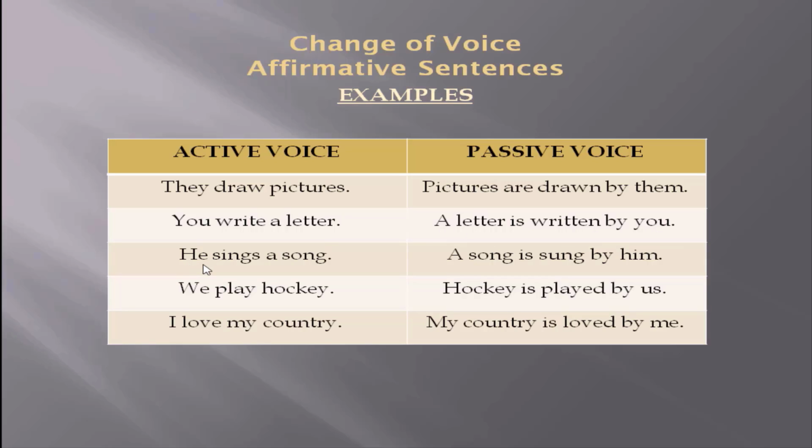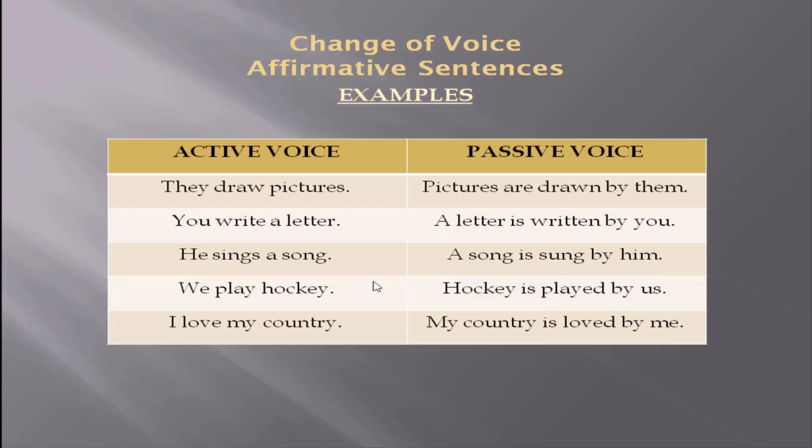In sentence number 3, he is subject, sings is verb, and a song is object. Its passive formation will be as a song plus is plus third form of sing plus by plus him. It will become a song is sung by him.